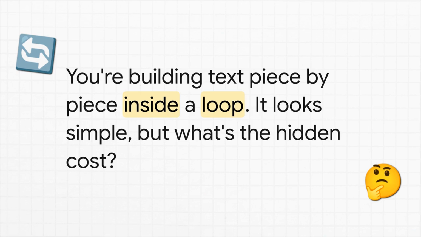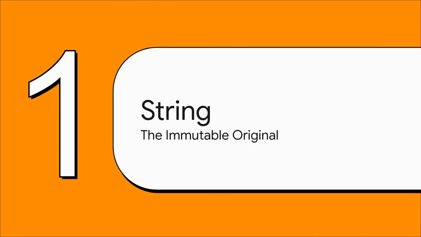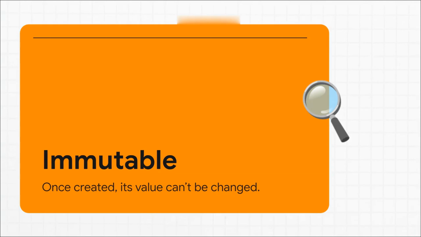Let's break this down, and we're going to start with the usual suspect. And that suspect is, of course, the standard string. It's the first tool we all reach for when we need to handle text. It feels simple, it's reliable, but it has this one core characteristic that's both a huge strength and, in our little loop scenario, a major weakness. And that characteristic is something called immutability.